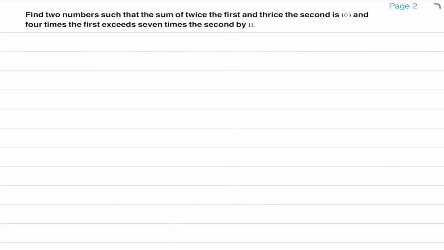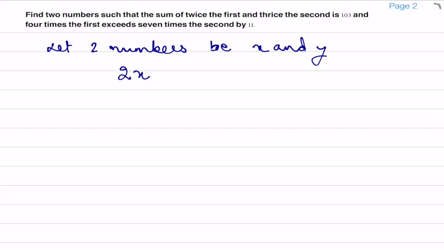So children, let's start with the second question, which is also based on numbers. Find two numbers such that the sum of twice the first and thrice the second is 103 and 4 times the first exceeds 7 times the second by 11. So again, first we'll suppose that the two numbers are x and y. Now read the statement carefully. Our first number is x, so 2 times x and 3 times the second, their sum is equal to 103.